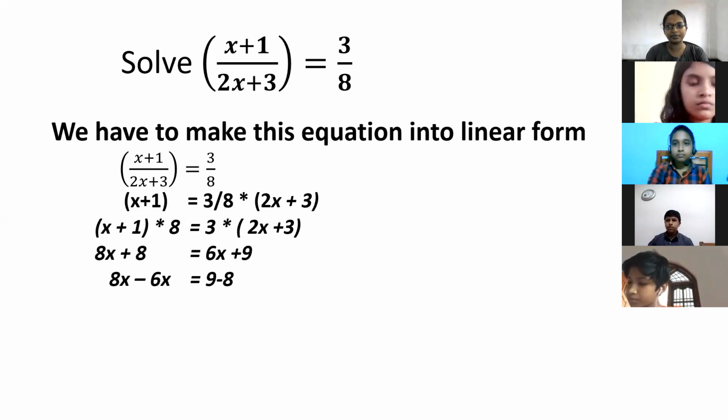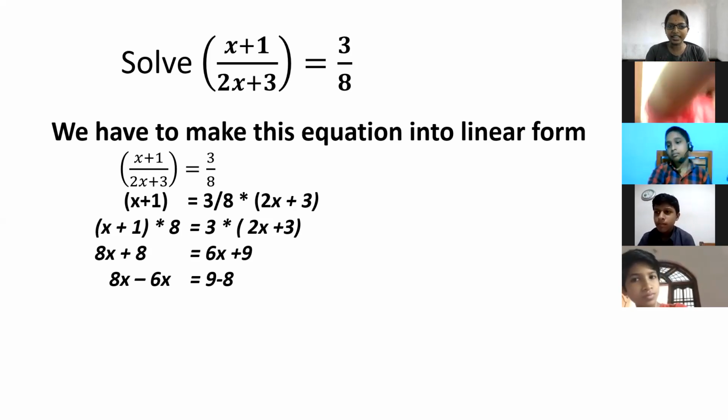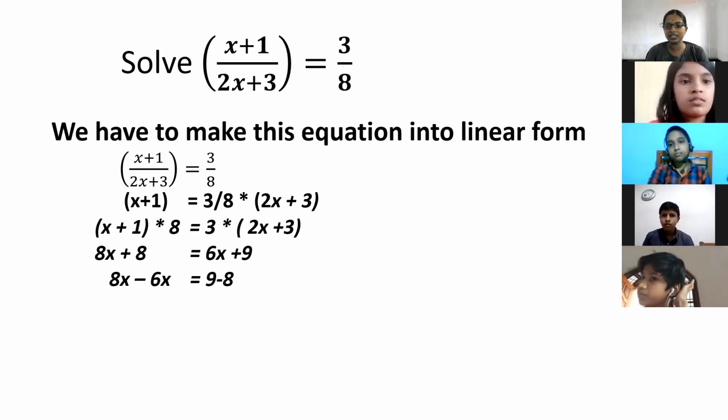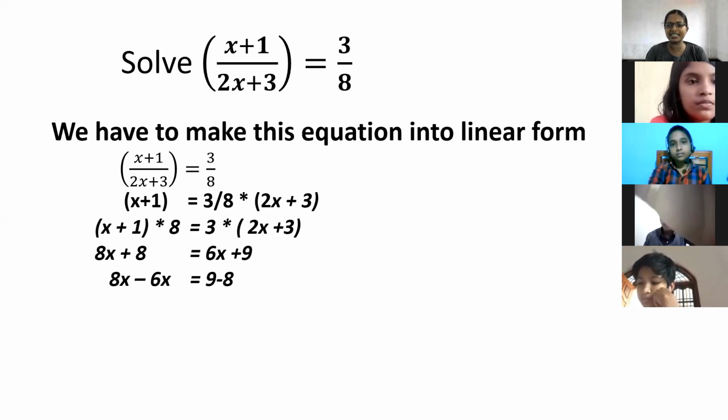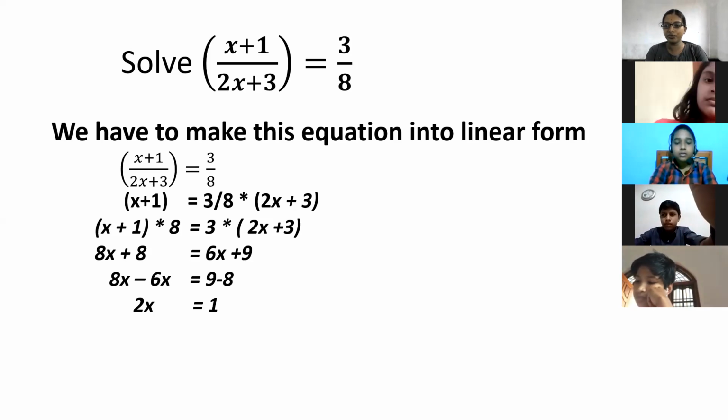Is it clear? Okay. Then what is 8x minus 6x? What is the value of 8x minus 6x? What is the value of 8 minus 6? 2x. Okay, 8x minus 6x is 2x and 9 minus 8 is 1 itself. Then we get the equation in simpler form as 2x is equal to 1.